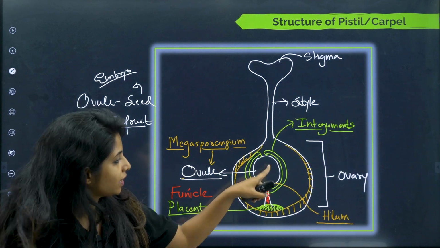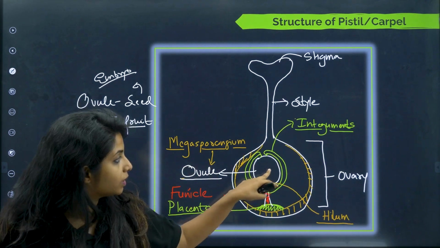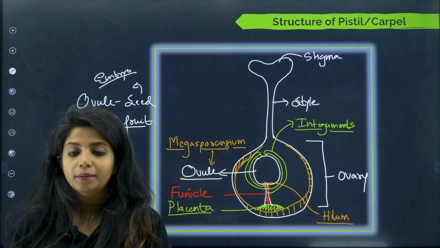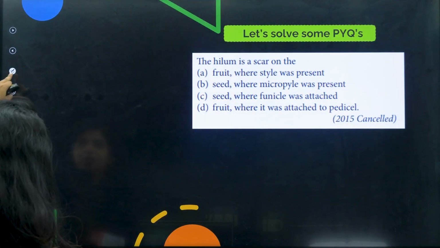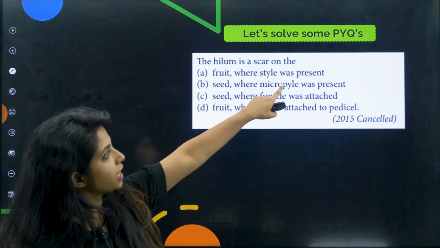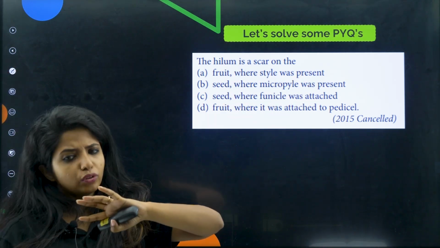Okay. So inside the seed, you will be having the embryo, if fertilization has happened, if the female gamete was fused with the male gamete. Done? Now, hilum is a scar on what? You tell me. Fruit where style was present?